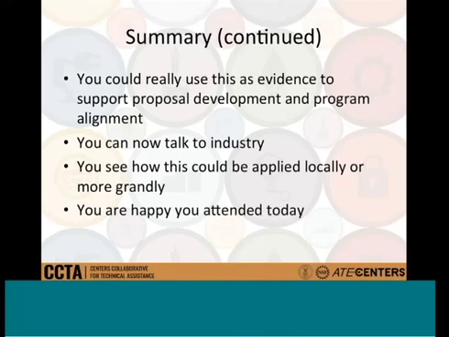Third bullet, you think about what they did in California. You could see how this could be applied more grandly. Maybe you've got a big consortium, maybe you've got a statewide thing, I don't know. But the cool thing about these filters is you can put in a town, or you can put in a county or a state or the nation if you want to. So you can get data at various levels of granularity.